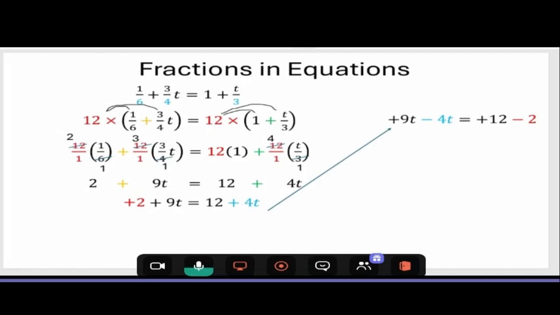Again, knowing that what I really just did is subtract 2 from both sides, makes that one disappear and that one appear. And subtract 4t from both sides, makes that one disappear and that one appear. Now I can group together 9t minus 4t is 5t on the left. On the right, 12 minus 2, 10. Divide both sides by 5 to get the t by itself. 10 divided by 5 is 2.